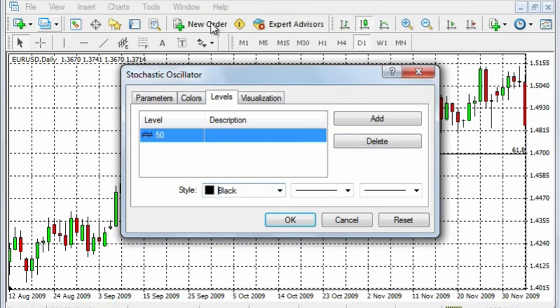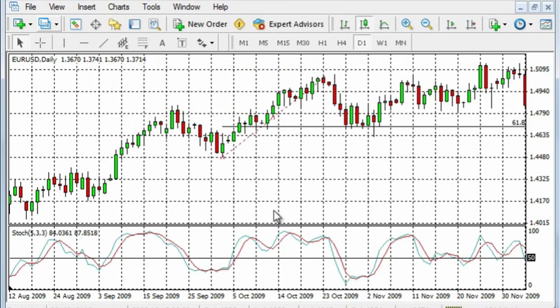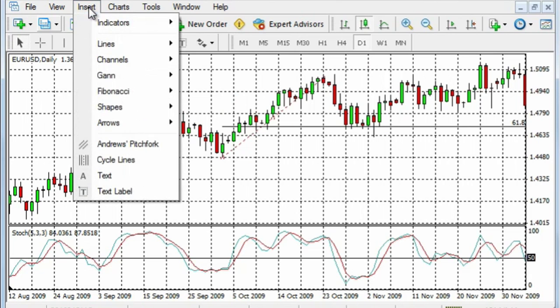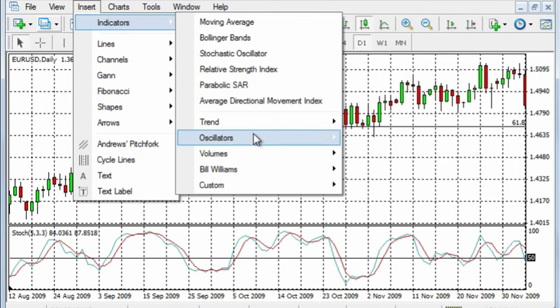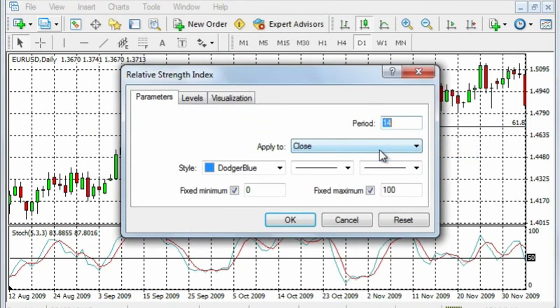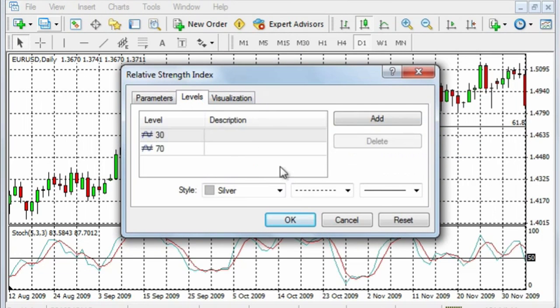Also add the Relative Strength Index indicator, found in Insert, Indicators, Oscillators, Relative Strength Index. Under the Parameters tab, configure the period to 4, and under the Levels tab, change the line style to continuous and set the color to black.